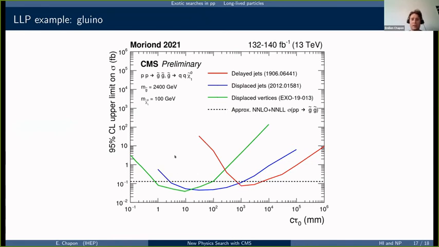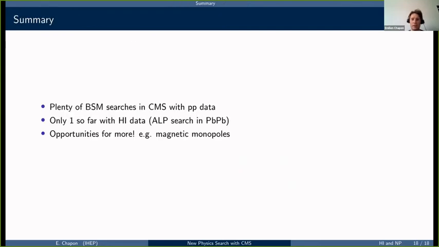For instance, we have here displaced vertices for the shortest lifetimes, c tau from a few millimeters up to centimeters, and then displaced jets for a bit larger lifetimes, and then for the longest ones, they are looking for delayed jets. And okay, I'll finish with this very simple summary.